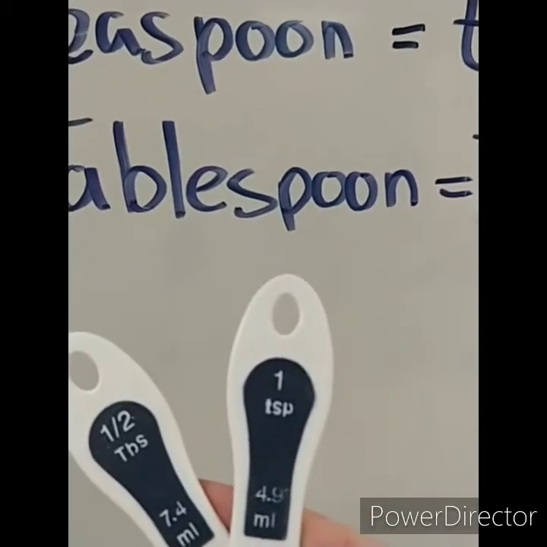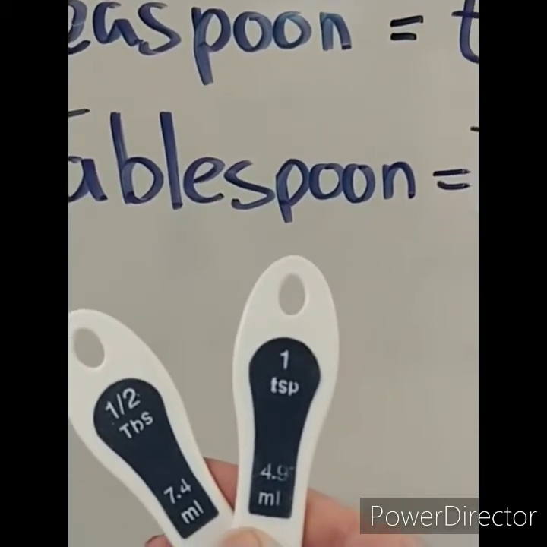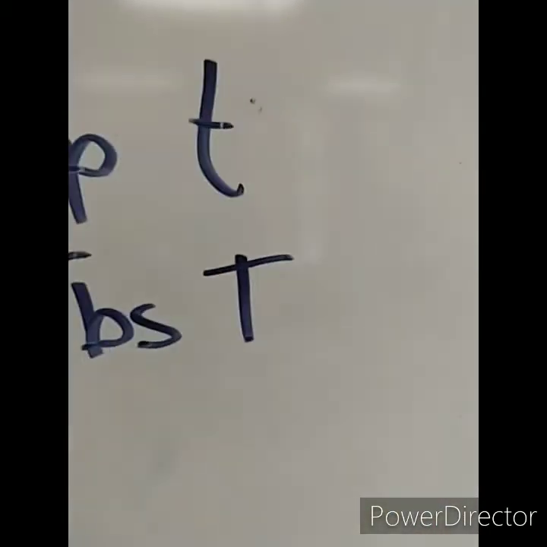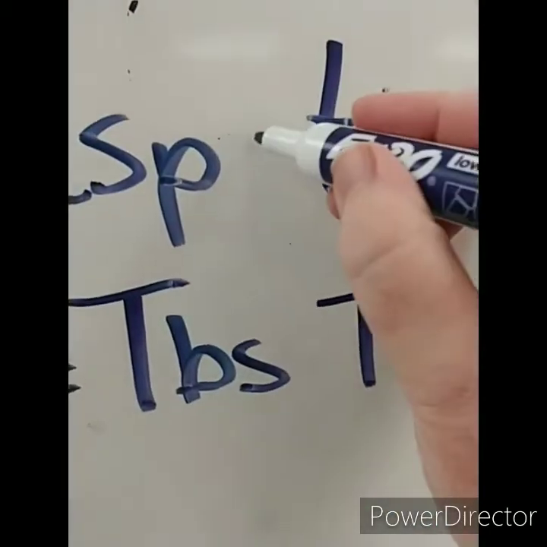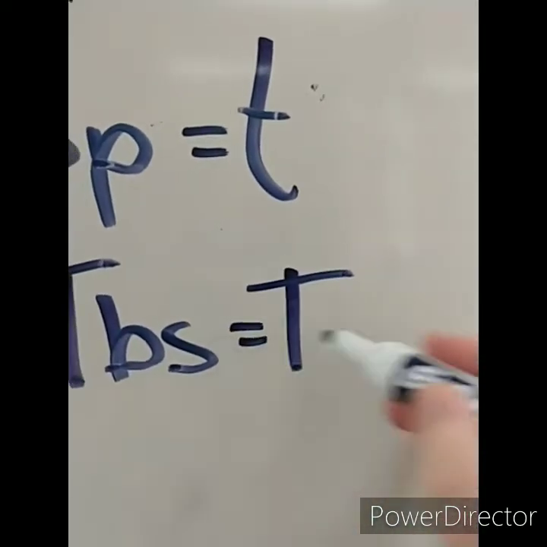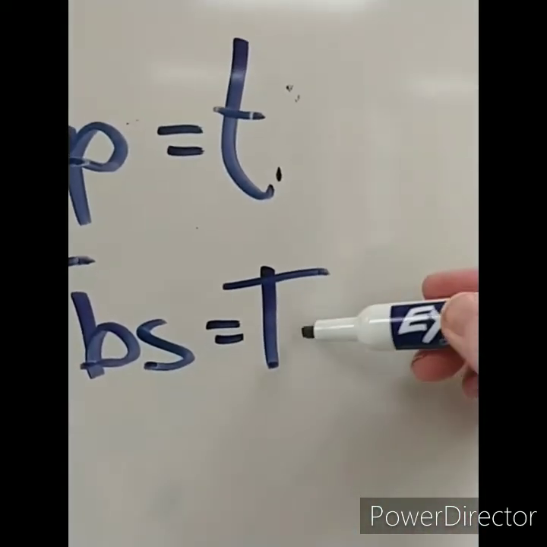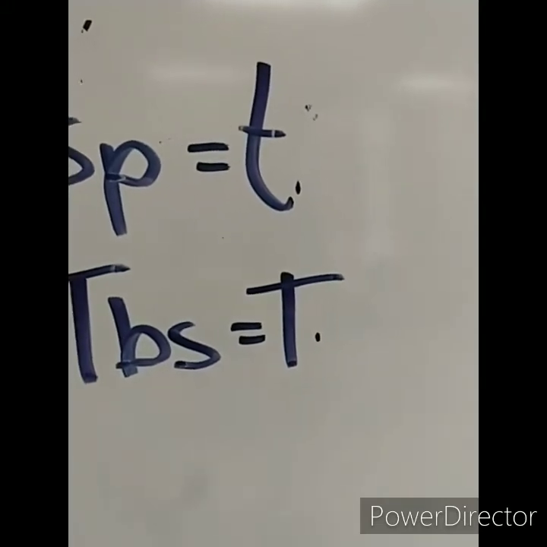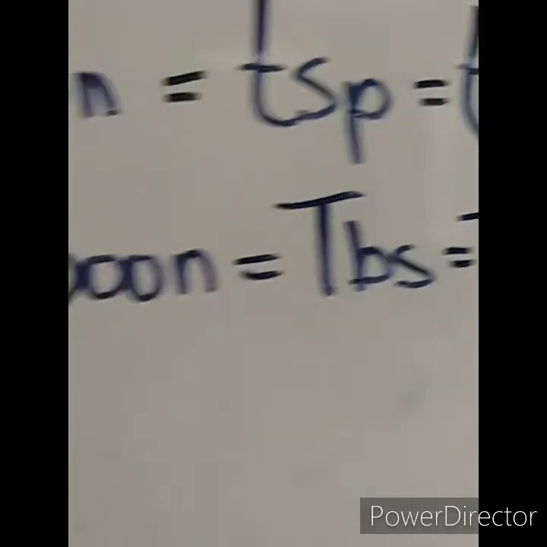See, the teaspoon has a little t, tsp. The tablespoon has a big T, Tbs. And sometimes the recipes don't even write the rest of the letters. They just write the t or the T. And you've got to know that a little t is a teaspoon and a big T is a tablespoon.